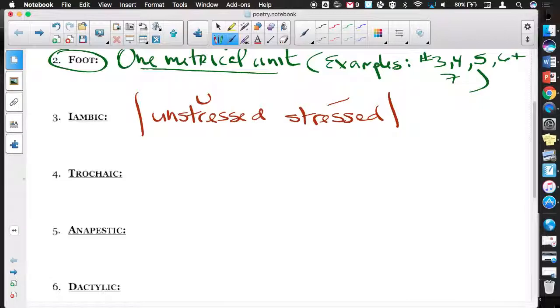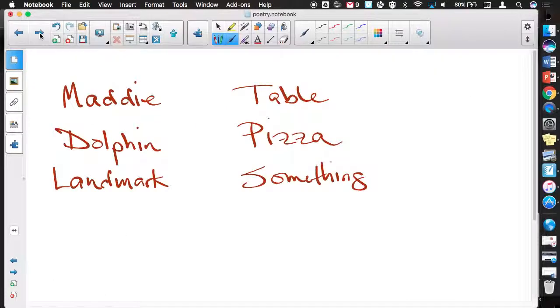If you take a look at the words that we were coming up with here, so Maddie, dolphin, landmark, something, pizza, table, do you think any of them would go unstressed, stressed? You still say the word, it's not that you're going to go "ta-ble", but the way that you pronounce it, you would put more emphasis on the second syllable.